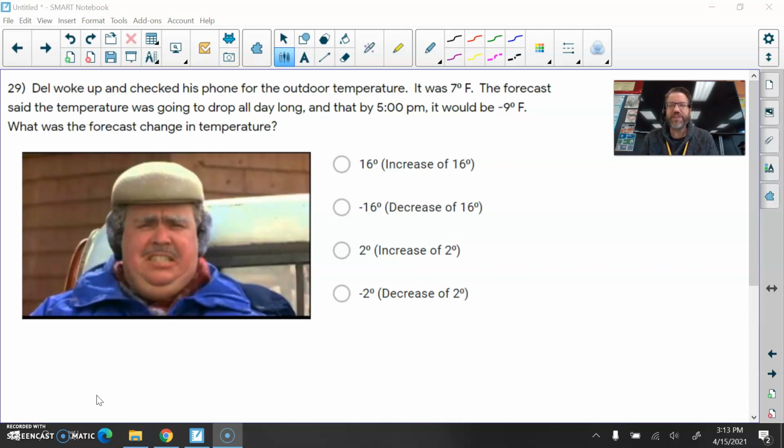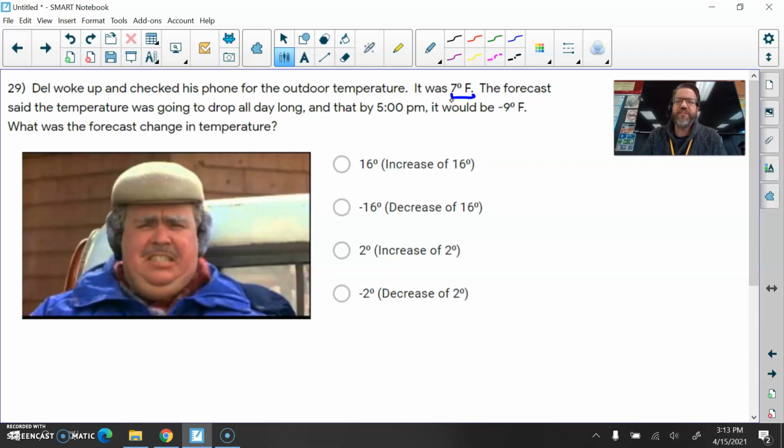All right, so we're going to look at the last two problems, the word problems on this review. Number 29. Dell woke up and checked his phone for the outdoor temperature. It was 7 degrees Fahrenheit. That's pretty cold. The forecast said the temperature was going to drop all day long. It's going to get even colder. And that by 5 o'clock p.m., it would be negative 9 degrees Fahrenheit. What was the forecast change in temperature?